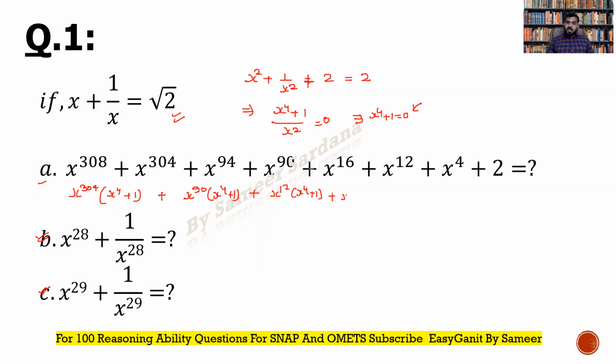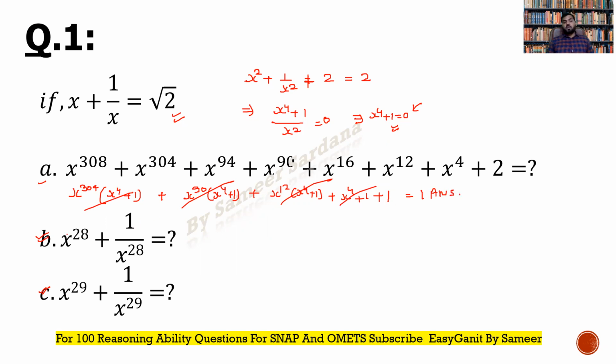And then finally, I can also write down this as x power 4 plus 1 plus 1. Now, if I put the value of x power 4 plus 1 as 0, this becomes 0, this becomes 0, this becomes 0, and this becomes 0. Finally, you will be left with 1 only. So 1 will be the correct answer to the question.